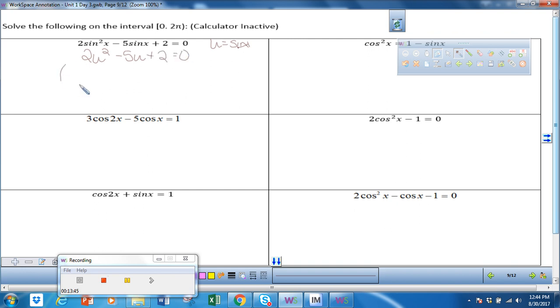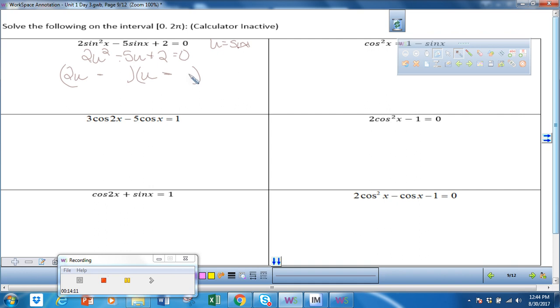So I'm factoring this, and I'm going to use guess and check. The only possible choice for the 2 is 2 and 1. But now I have different possibilities: I can either do 1 and 2 or 2 and 1. I have to figure out which one it is. I know that because this is positive and this is negative, that means that they're both negative.